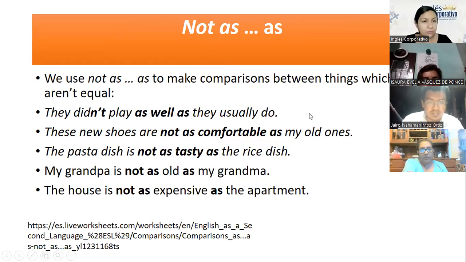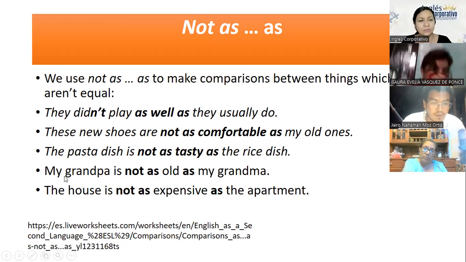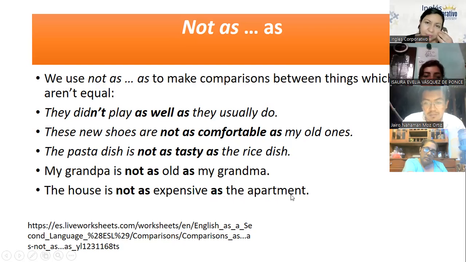We use "not as... as" to make comparisons between things which aren't equal. For example, they didn't play as well as they usually do. These new shoes are not as comfortable as my old ones. The pasta dish is not as tasty as the rice dish. My grandpa is not as old as my grandma. The house is not as expensive as the apartment.